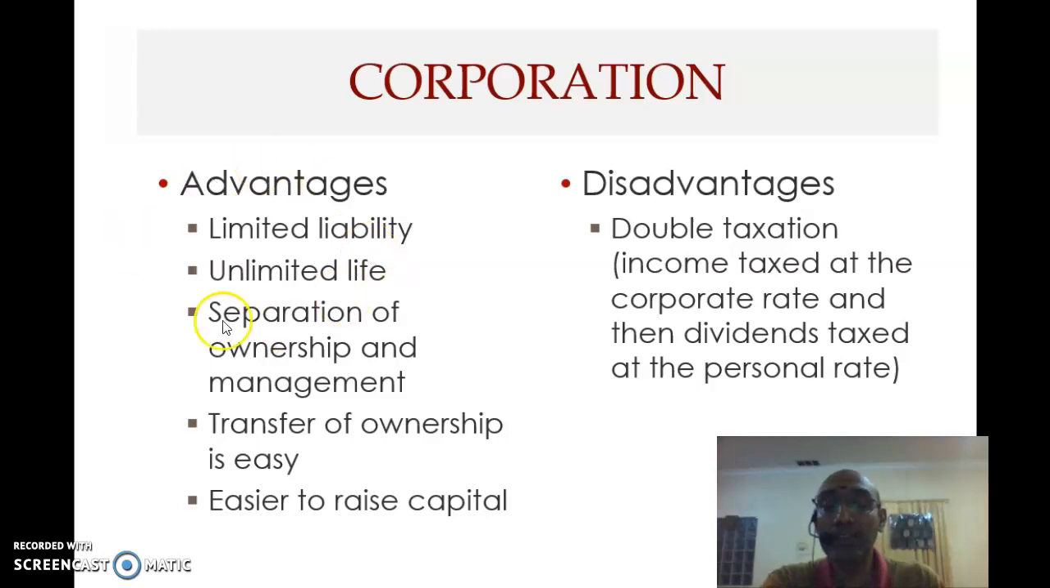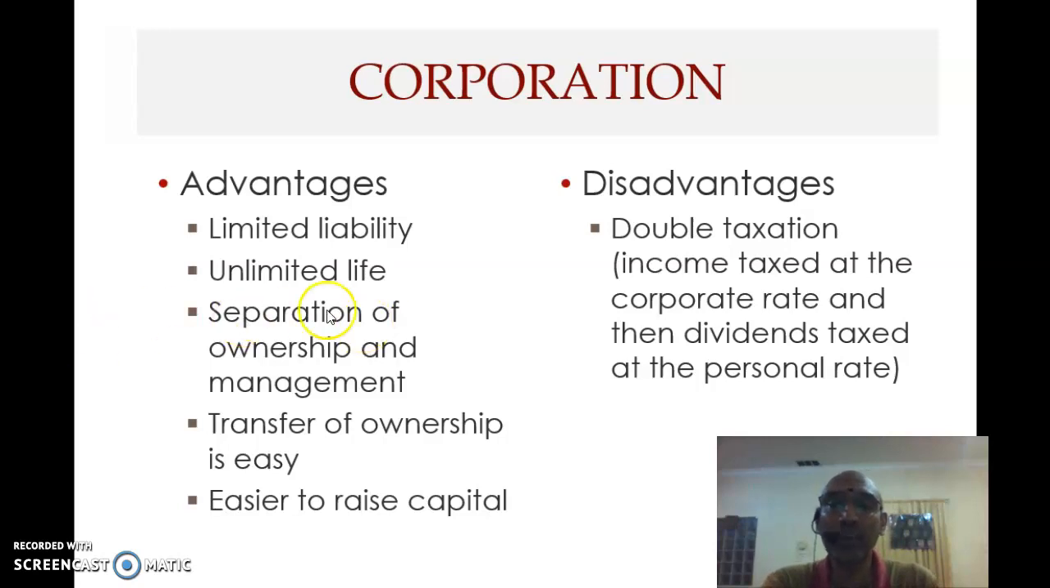The other advantage for corporation is that it has unlimited life, meaning the life of the company is not limited to the life of the owner. The life of the company is independent of the life of the owner, because there are many owners. And because a company is legally considered a separate entity, it has a separate life. It is not tied to the life of the owner. Meaning even if the owner dies, the business can continue.